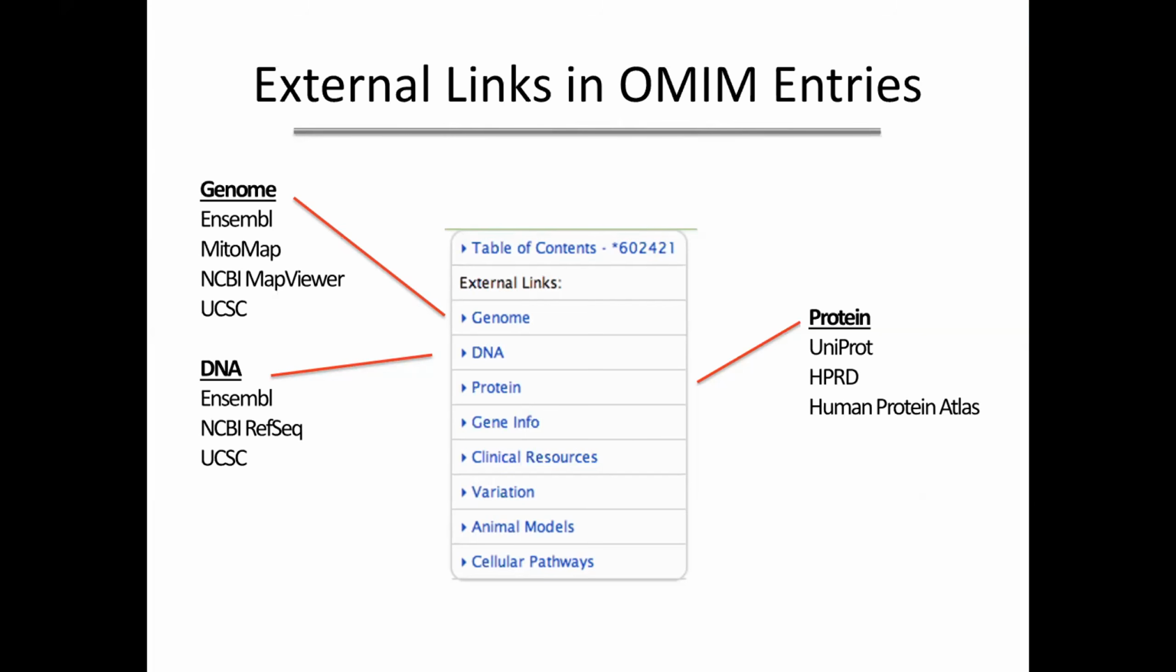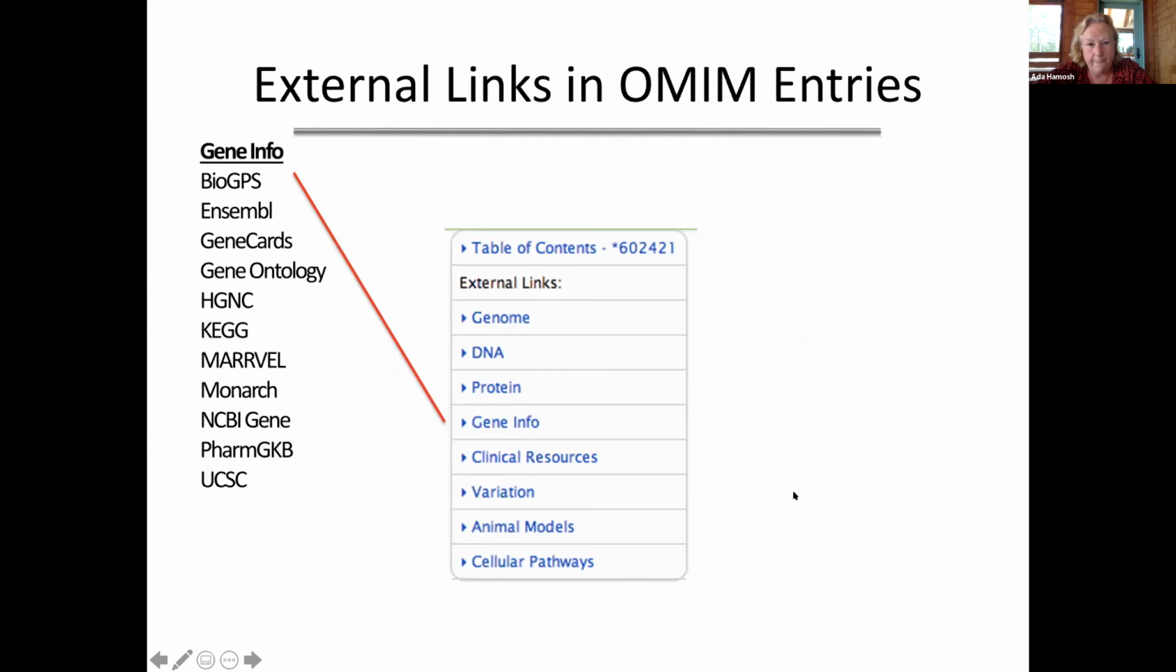Okay. So external links in MIM entries, these are just examples of what may exist. Obviously, there's only going to be a link to this resource if that is useful, if it takes you to a page in that resource that relates to whatever you're looking for. So genome links, DNA links, protein links, gene information, all kinds of gene information.